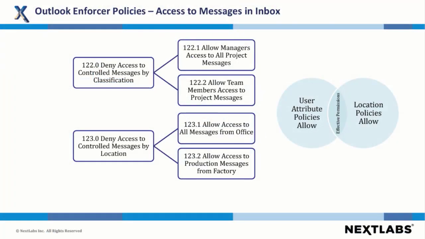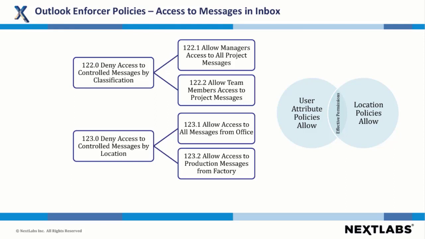So in the first demo, we saw how Outlook Enforcer could restrict sending messages to only authorized recipients. In this demo, we're going to look and see how it can restrict access to messages that have already been delivered. The first set of policies, 122, control access to messages based on the classification of the message. Remember that managers are authorized access to all the messages, but other employees are only authorized access to those related to projects they're assigned to.